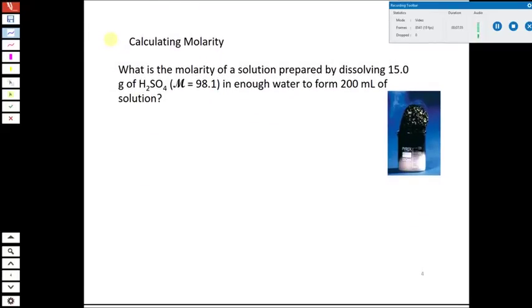All right, so let's go on to another slightly more complex example. So we want to know, what is the molarity of a solution prepared if we dissolve 15 grams of sulfuric acid in enough water to form 200 milliliters of solution? And again, the terminology there is intentional. It's enough water to form 200 milliliters of solution volume, not 200 milliliters of water, because if you mix sulfuric acid with 200 milliliters of water, you wouldn't know what the final volume of solution is. So again, the terminology there is trying to be as precise as possible to make sure we're clear on that definition.